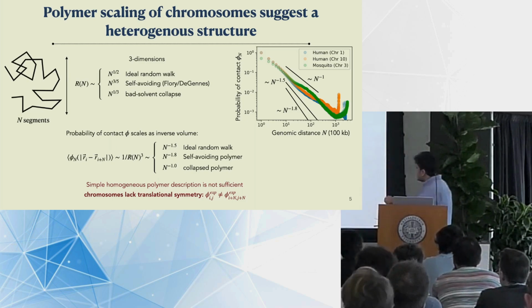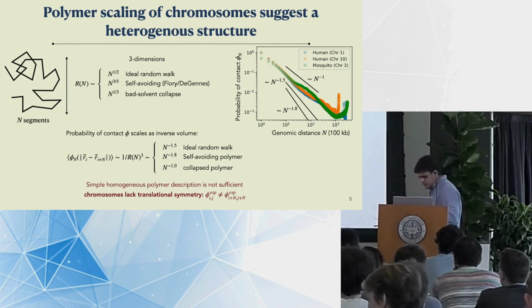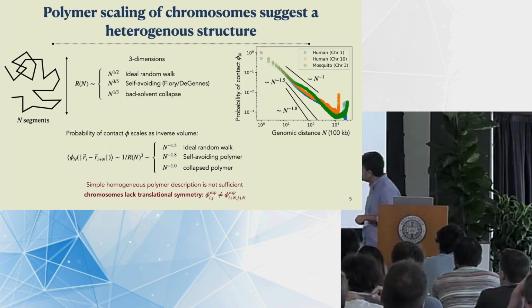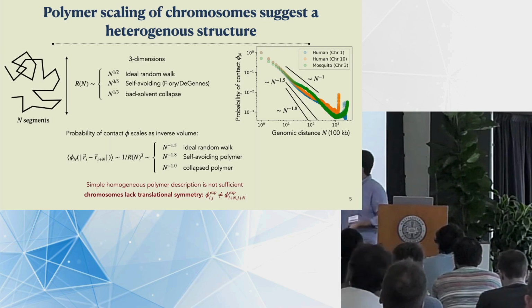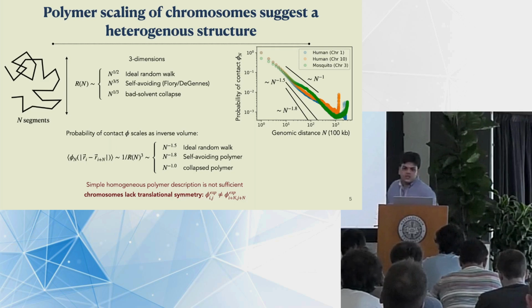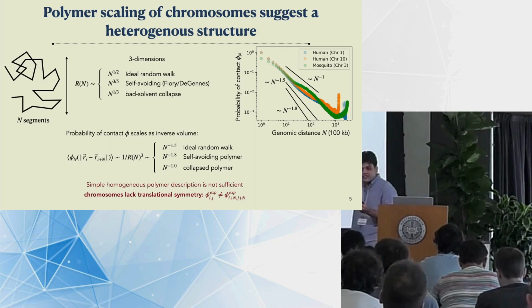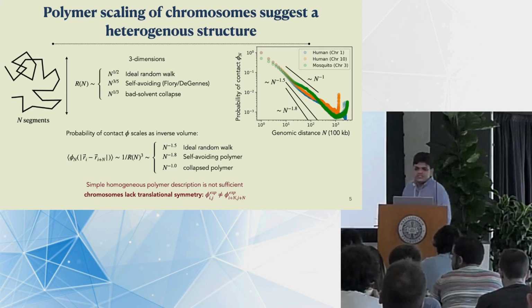And that, again, scales something like this for various kinds of polymers. And if you plot experimental data, and I'll come to that a little bit, I'm sure you are familiar with the scaling of contacts in Hi-C maps, it doesn't look like a single power law. Right? So it's not right.